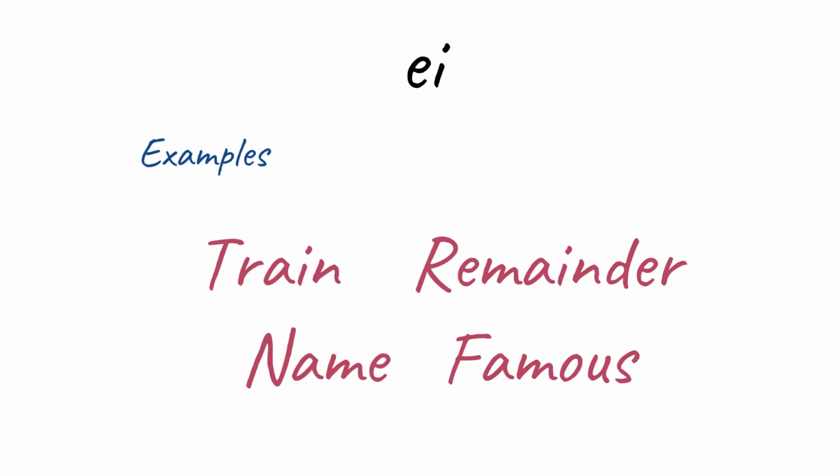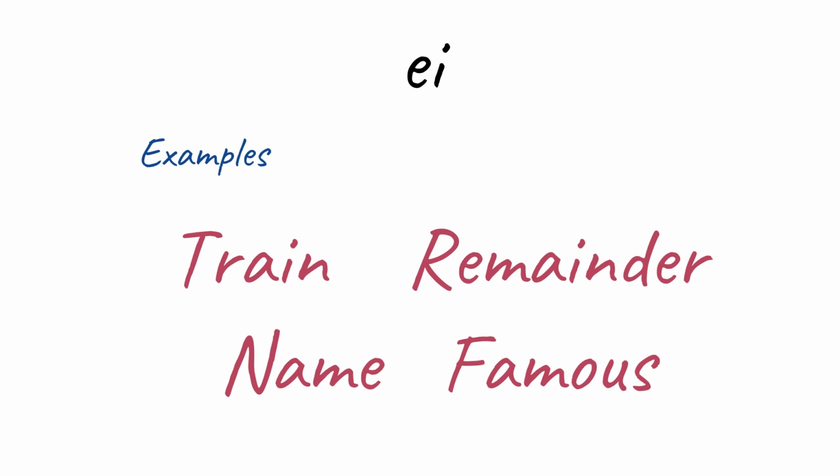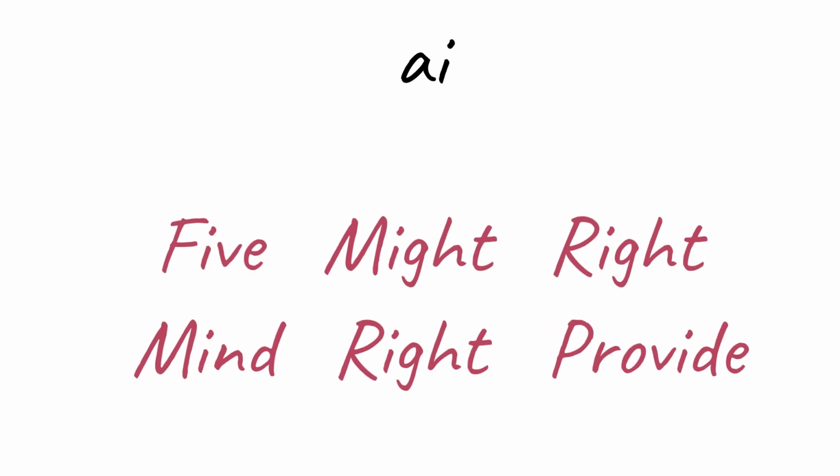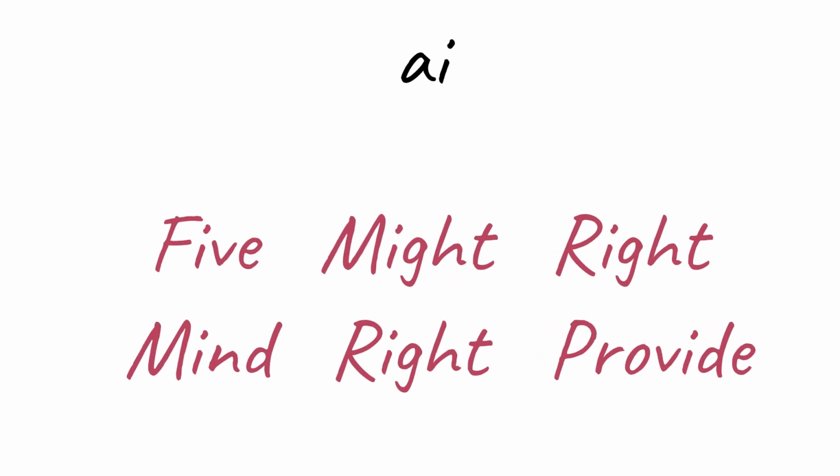The first one, A sound. Based on this, I could give you some examples: train, remainder, name, famous. And the next one, I. The words are five, might, right, mind, light, provide.